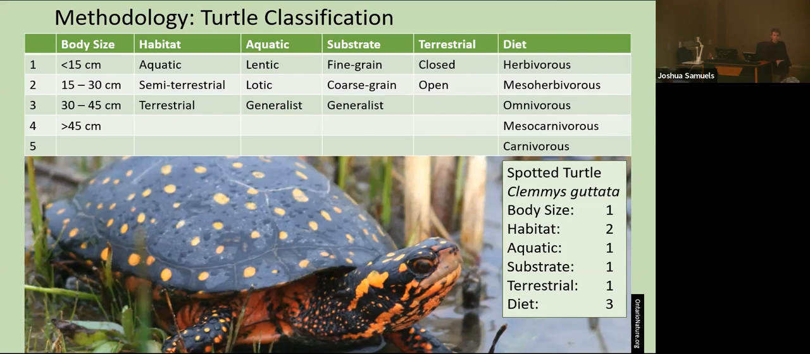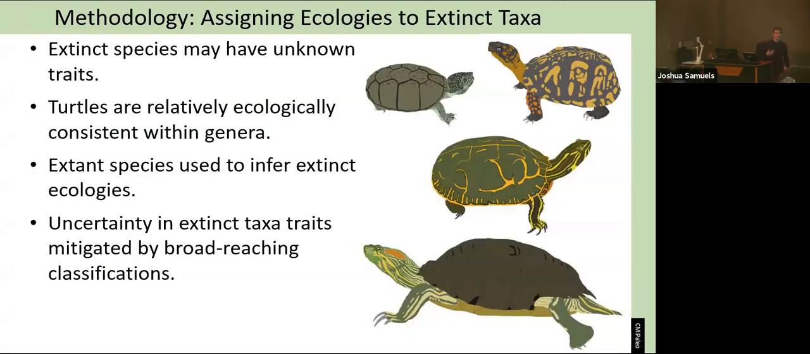Now, for its aquatic habitat, it does prefer lentic and fine grained, so think small, soft ponds without any current. And they're terrestrial 1, so located in woodlands, forests. And then finally, a diet score of 3. So this is an omnivorous animal. It's not particularly picky about what it eats. So I did that for every single turtle species in the United States.